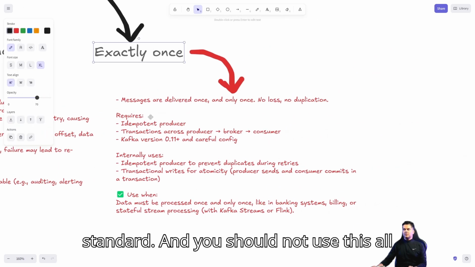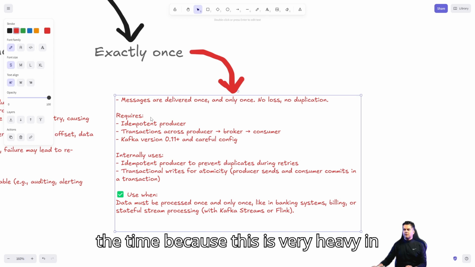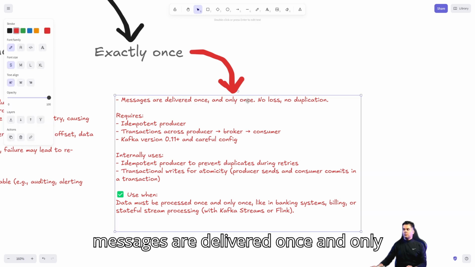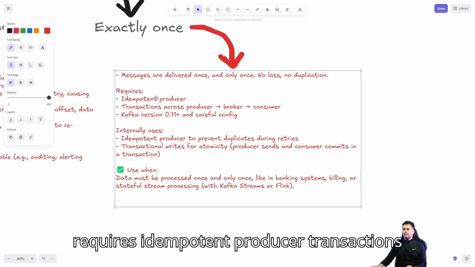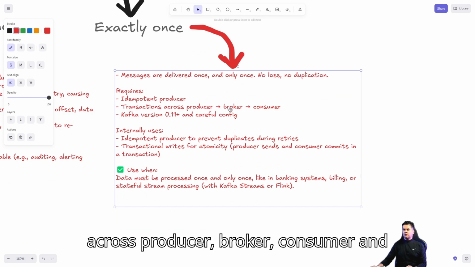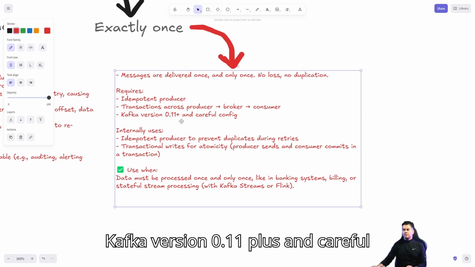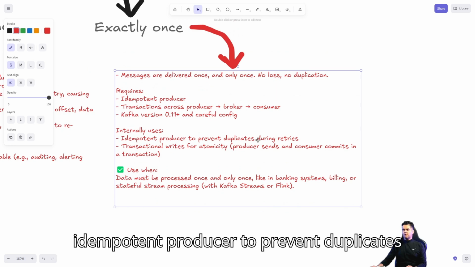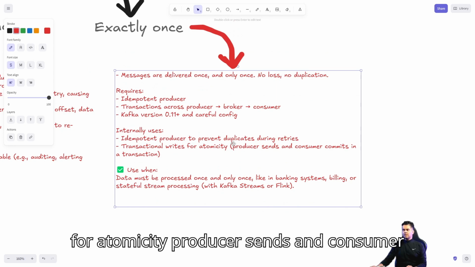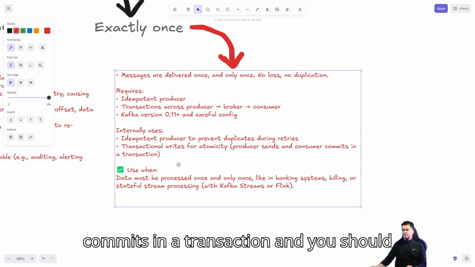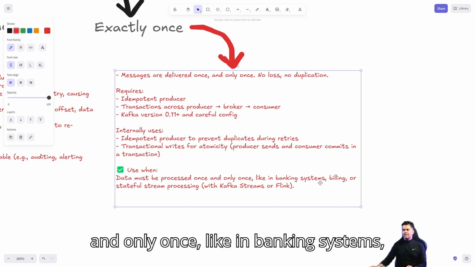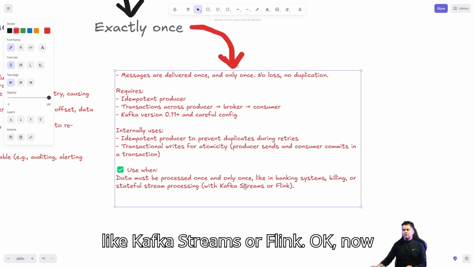Exactly once. Now, this is the gold standard. And you should not use this all the time because this is very heavy in terms of processing. Let me first take you through this, okay? Messages are delivered once and only once. No loss, no duplication. So this requires idempotent producer, transactions across producer, broker, consumer, and Kafka version 0.11 plus and careful configurations. Internally, it uses idempotent producer to prevent duplicates during retries, transactional writes for atomicity, producer sends and consumer commits in a transaction. And you should use this when data must be processed once and only once, like in banking systems, billing, or stateful stream processing like Kafka Streams or Flink.